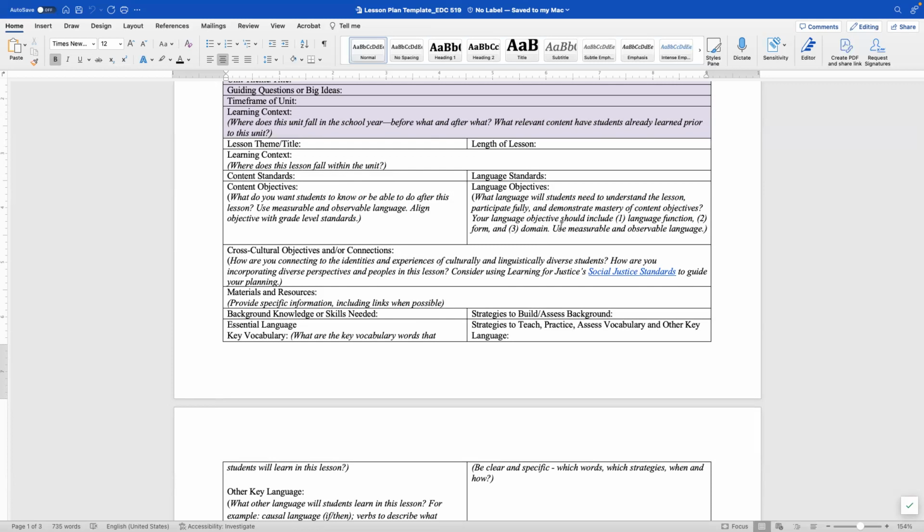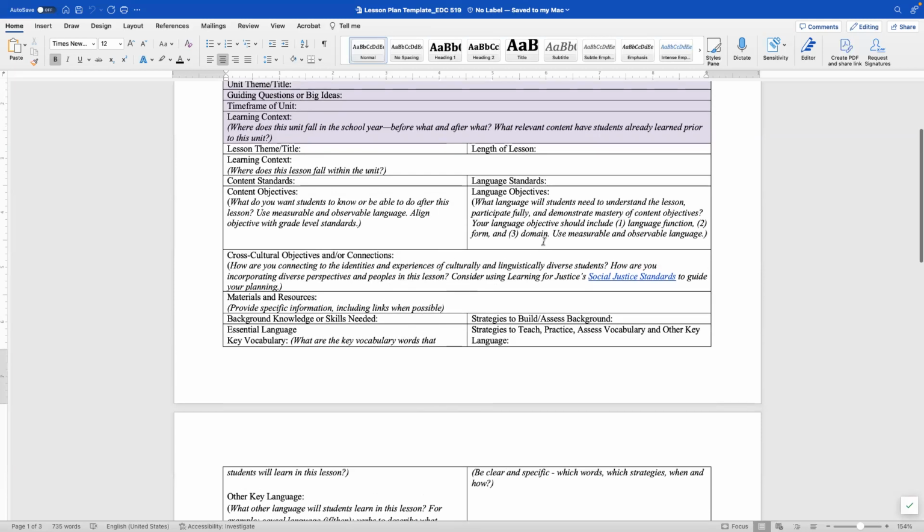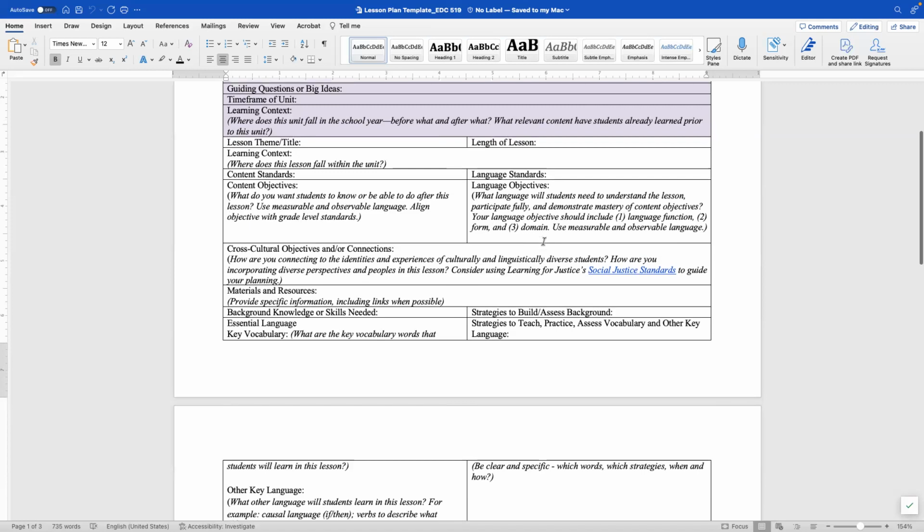And so as you're writing these, connect them back to the WIDA language standards, and think about what is the function of language? How are students using language? What specific forms will that language take? What are the specific words, the vocabulary, or the sentence structures or genre types that they're engaging with as part of this lesson? And then domain, are you focusing mostly on reading, writing, speaking, or listening? And of course, any lesson will probably include elements of all 4 of those, but what is the real focus of language use for this lesson?